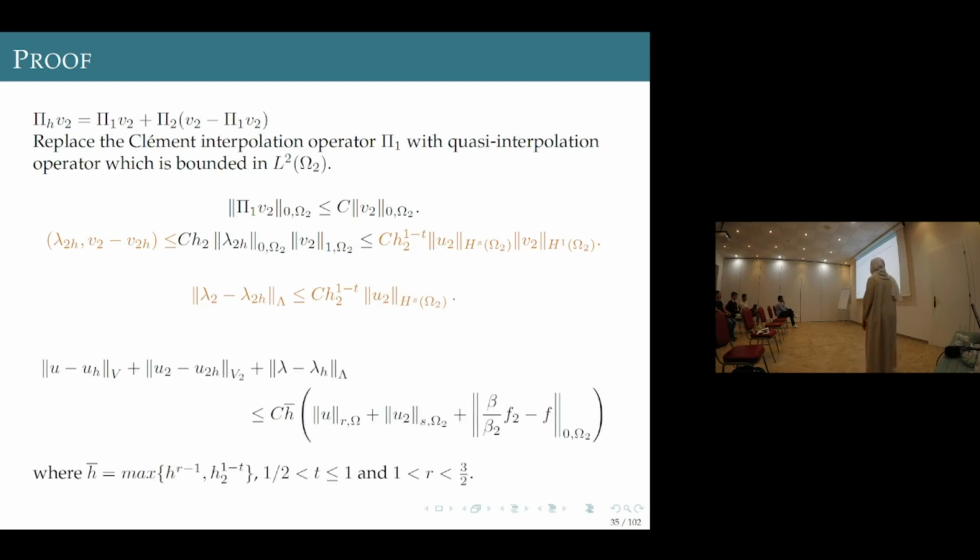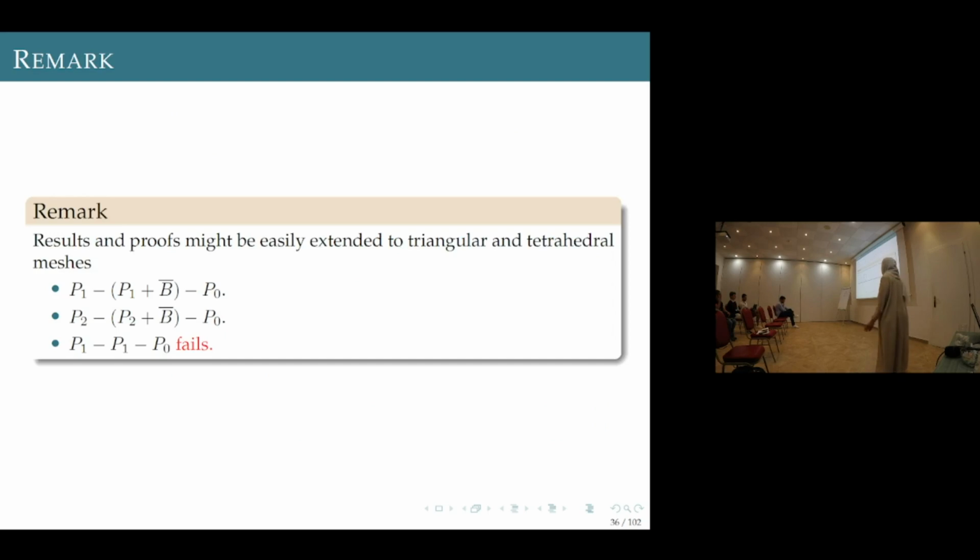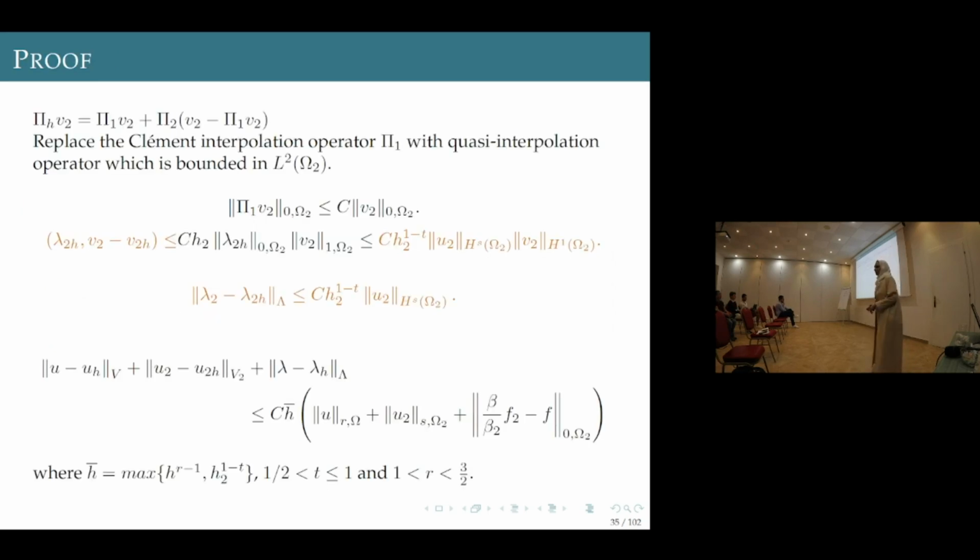Okay, so we have that the sum of all the terms is bounded by some h bar to the power times the Hr norm of u1, Hs norm of u2, and the L2 norm of this quantity, where h bar is the maximum of h to the r minus 1 that comes from this term here, and lambda h2 to the 1 minus t, where t is between 1/2 and 1. So that means our stability is proven in here with this one.